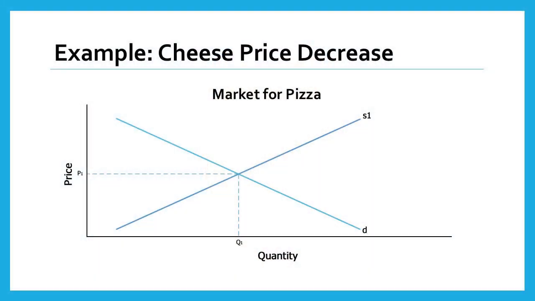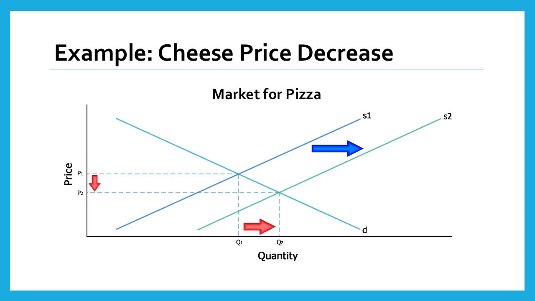So let's draw that out. We draw a new supply curve that's shifted to the right because it's an increase in supply. And then we label the new price and the new quantity equilibrium. So we now would say the price has gone down, the quantity has gone up. Or very simply, you could argue in the following manner. Because the price of cheese decreased, the supply for pizzas increased, leading to a lower price and a higher quantity of pizzas being sold. That's the answer.